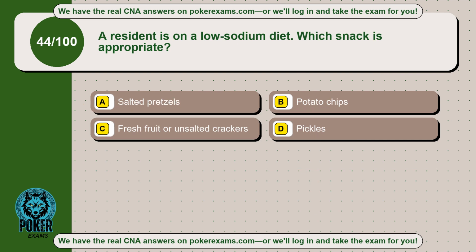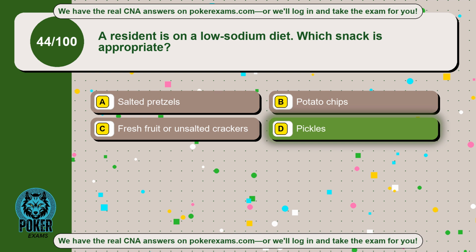Question 44. A resident is on a low-sodium diet. Which snack is appropriate? Option A. Salted pretzels. Option B. Potato chips. Option C. Fresh fruit or unsalted crackers. Option D. Pickles. The correct answer is option D.